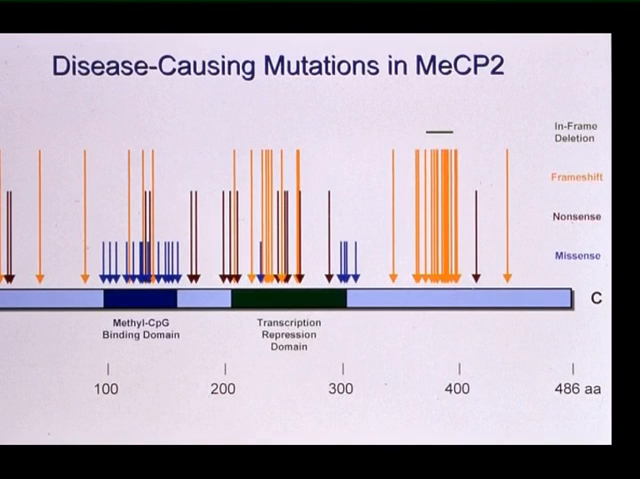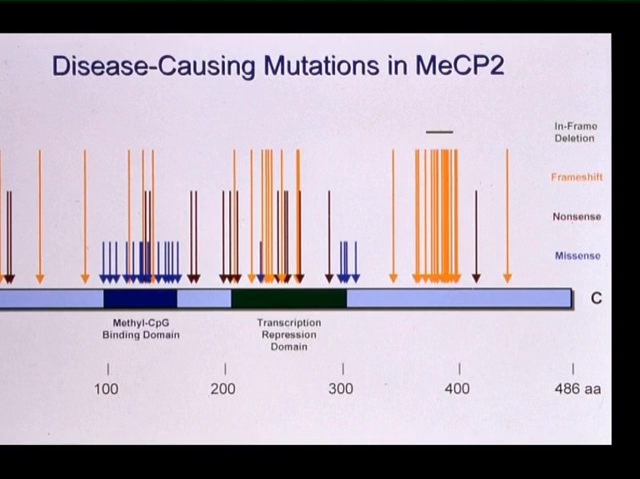In Rett disorder, mutations have been found at all the places indicated here by arrows. Some locations and some types of mutation are associated with milder or more severe disease. For example, R133C and R306C are usually associated with milder disease. T158M, R255X, R168X, R270X with more severe disease.